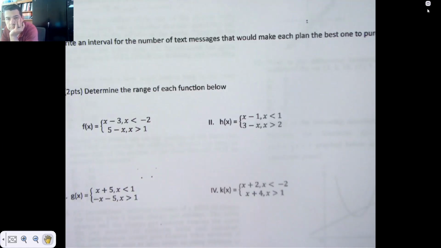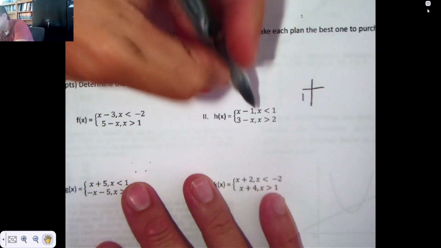Well, these are kind of interesting down here. Determine the range of each function below, and I only want to do 2 of them. That's all I want to do. And personally, I'd graph it. I would graph it all day long. Make a table. I'm going to look at this function right here.